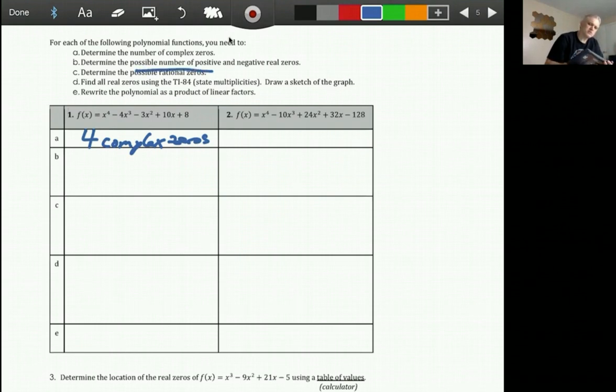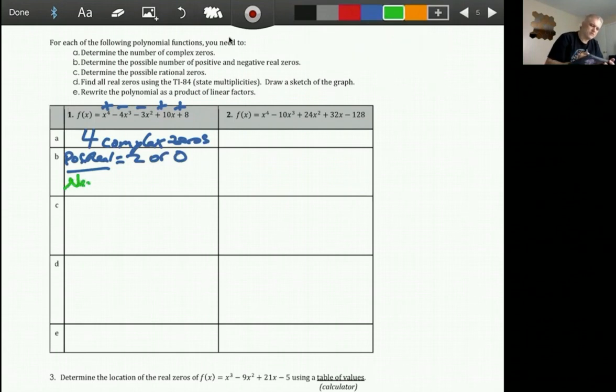B, determine the possible number of positive and negative real zeros. So for positive real zeros, let's look at the signs. Okay, the signs as is. We get a plus, minus, minus, plus, plus. Okay, I see 2 sign changes, from plus to minus and from minus to plus. Okay, 2 sign changes. So there are how many positive real zeros? There are either 2 or, subtracting multiples of 2, 0.